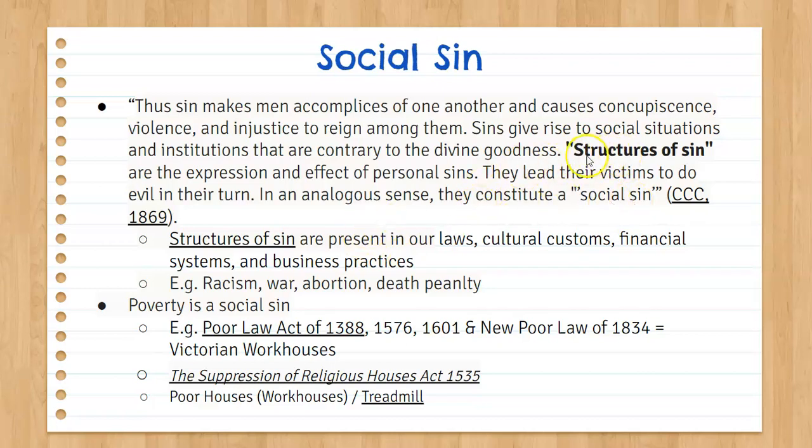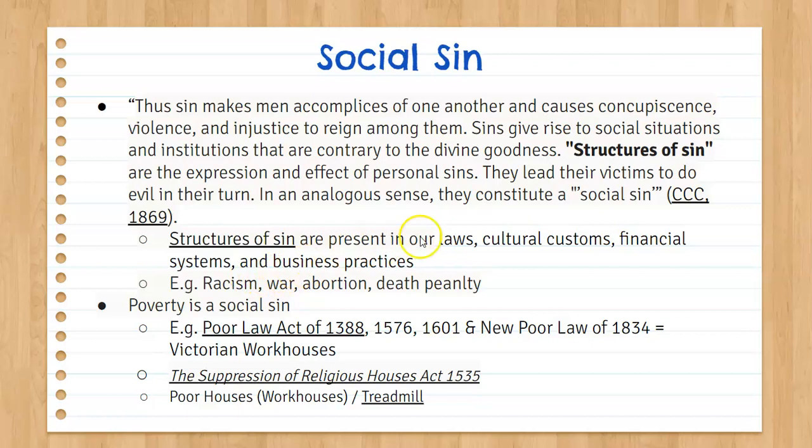So a key term in this definition is the idea of structures of sin. Structures of sin are present in our laws, our cultural customs, our financial systems, and our business practices. So common examples of social sin that we see are racism, war, abortion, death penalty, and in the case of the film, the social sin we see is poverty.